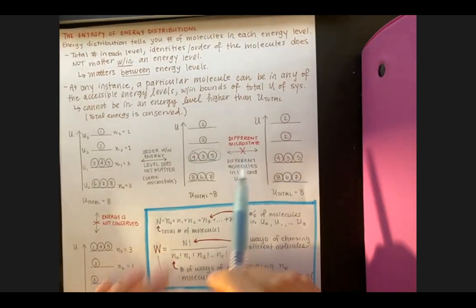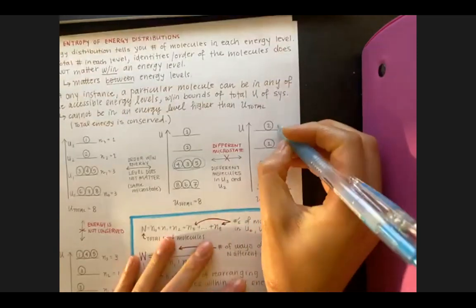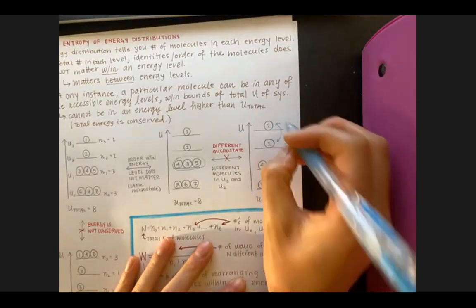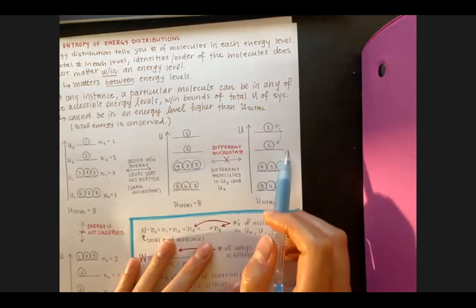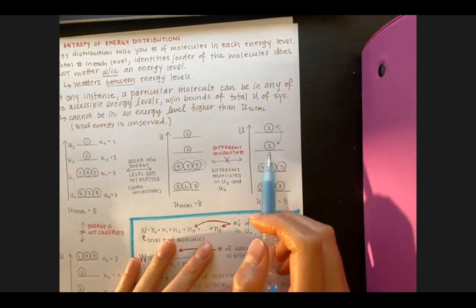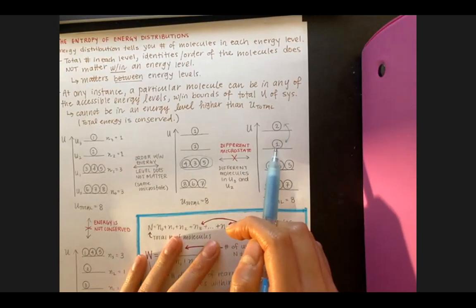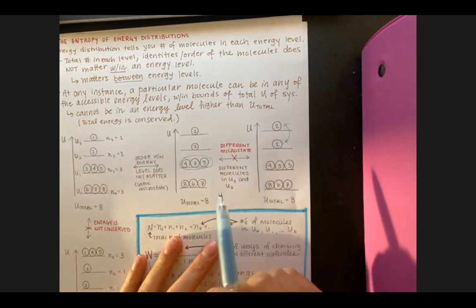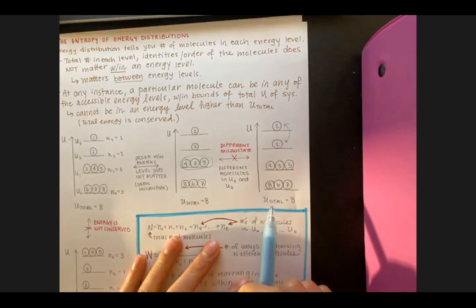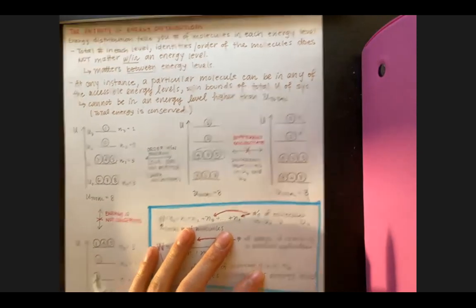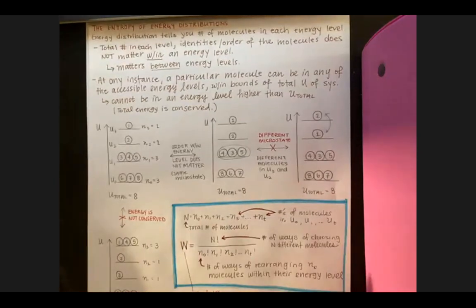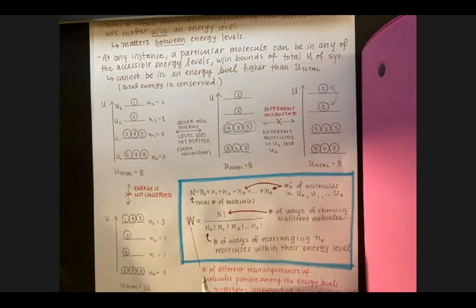But here, if we switch molecule 1 and molecule 2 between energy level 2 and 3, that is going to be a different microstate because now you've switched the molecules into different energy levels. And the same total energy still applies. So energy is conserved, and that's good.